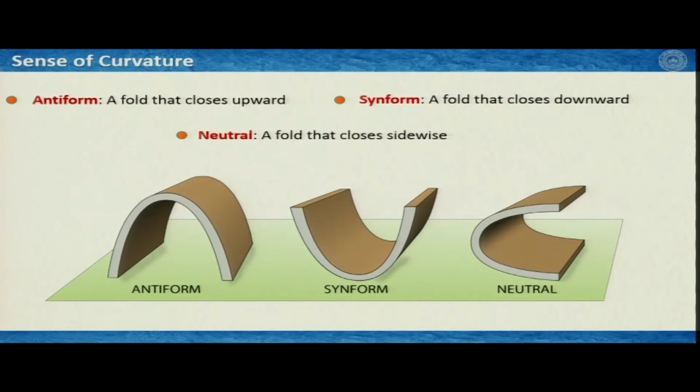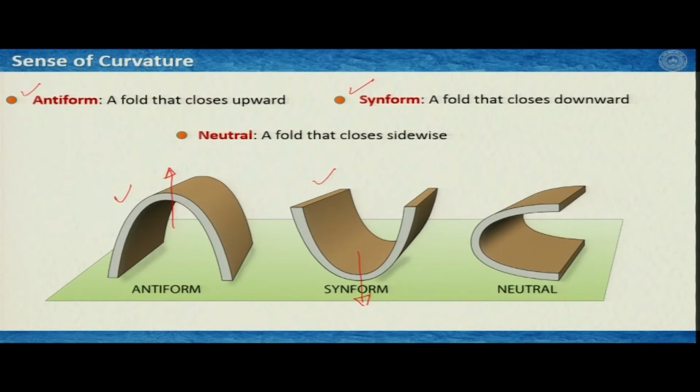So let's start first with the sense of curvature. These two terms we have learned already in the previous lecture. One is antiform and another is synform, and they are given in these two illustrations. We learned in the previous lecture that an antiform is a fold that closes upward. So as you can see here, this fold is closing upward, so this is an antiform. This fold is a synform because it is closing downward.